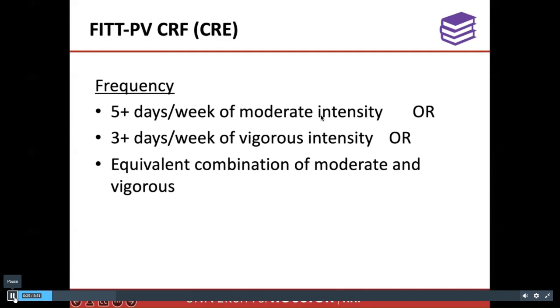So we use cardiorespiratory exercises to improve our cardiorespiratory fitness. That also makes the language more consistent and make it have sense. So our FIT-PV to improve CRF is 5 days per week of moderate intensity, or 3+ days per week of vigorous intensity, or an equivalent combination of moderate and vigorous activities. This is our general ACSM recommendation for our average person just trying to improve their fitness. They don't have a lot of specific goals in mind, just to improve their fitness. Maybe they want to do some 5Ks or something, but they're not training for a marathon or some other sport specific event.